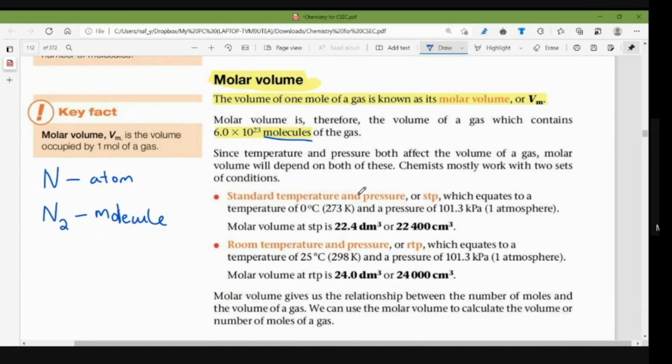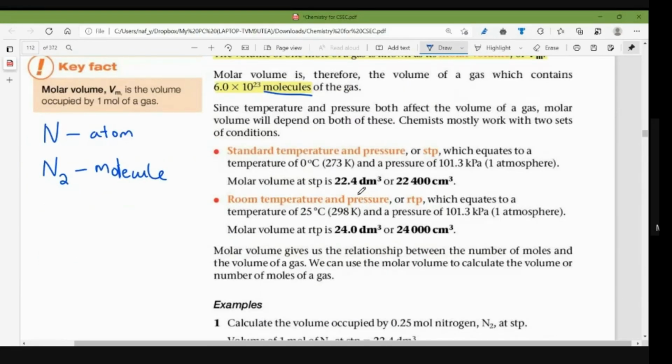Now, what are these conditions that Avogadro was talking about? This is where you're going to lean on the physics part of your brain, ladies. The conditions he was talking about are, one, standard temperature and pressure. For short, we call it STP.